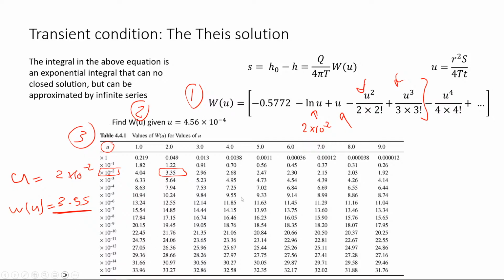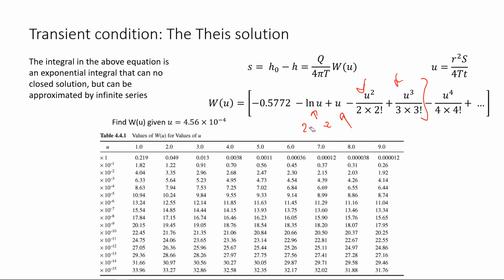Here I have an example. Try to solve this example, and I will give you my solution. I'm telling you U is given as this one. So again, how to calculate U? You know how far you want your drawdown, you know your r, you know your time, you know your storage coefficient, you know your transmissivity. You calculate the U. So we calculated the U to be this, and I'm asking you what is the W of U? What is this guy here? So how to do this?